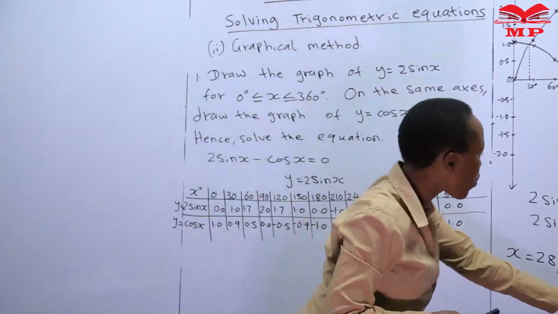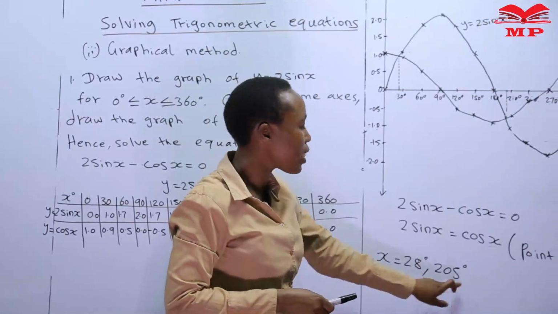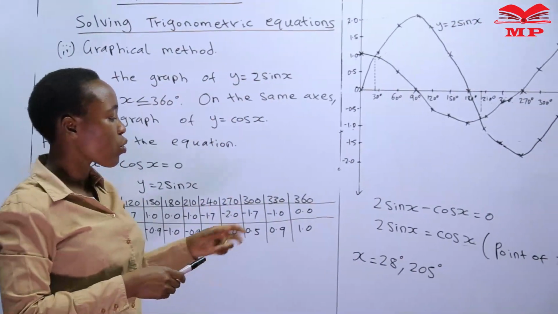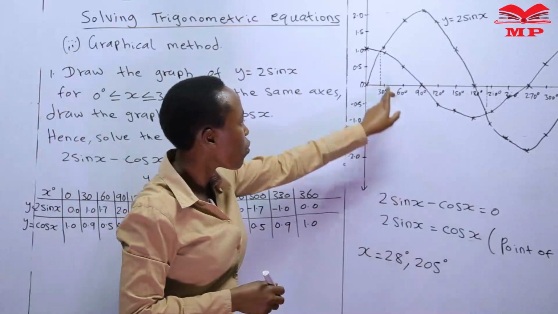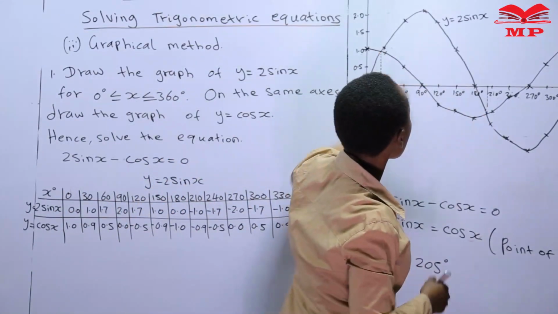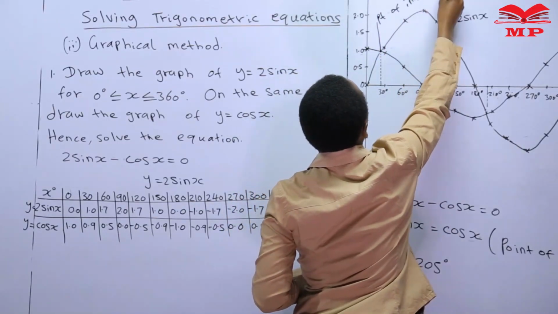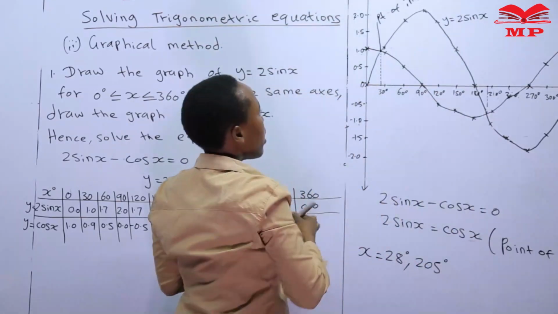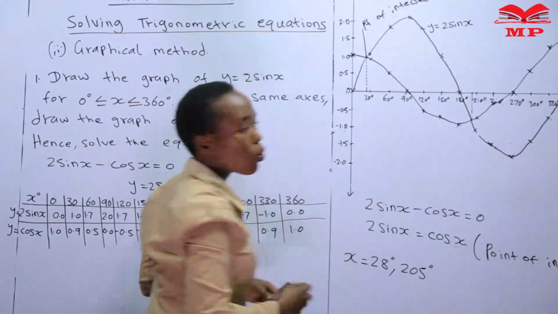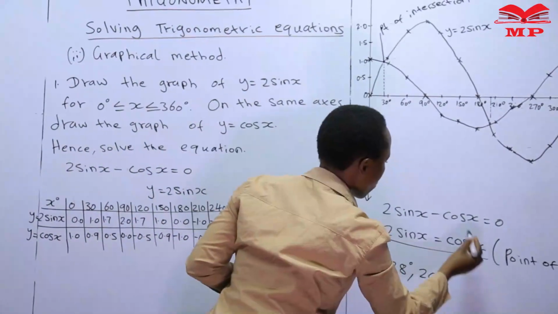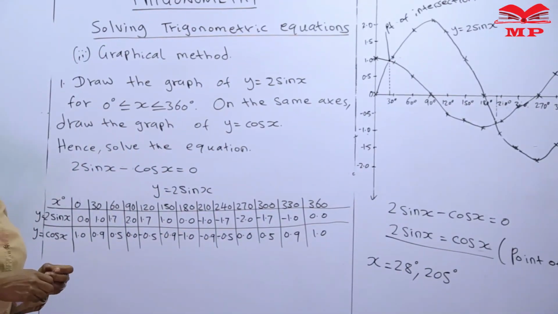So you need to be more accurate. Since you have the graph paper, you need to be very accurate to ensure that these angles are exact, because you are given a range of maybe plus or minus 0.1. So that's what we have. You read this point and this point, which are the points of intersection. At the point of intersection, this curve is equal to the other, and therefore that will give us the solution to that equation, 2 sine x minus cos x is equal to 0.